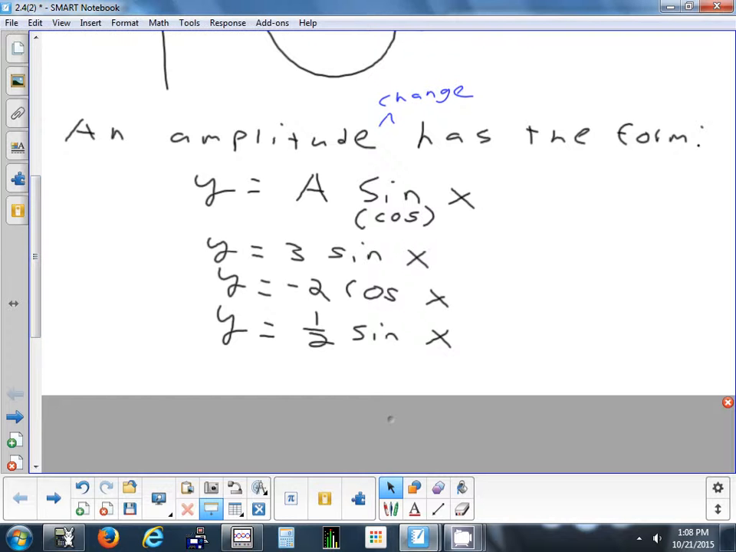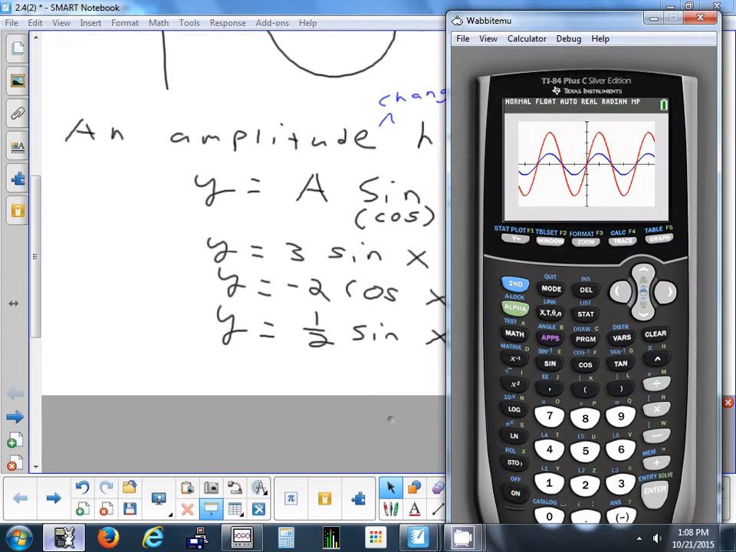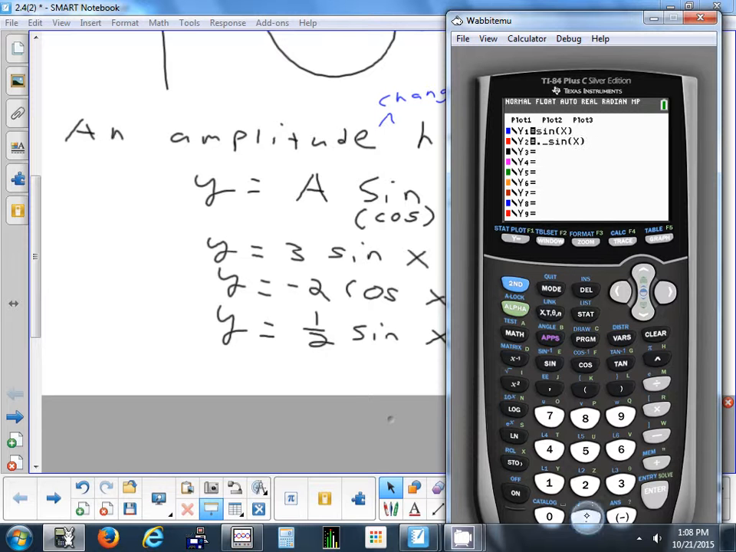If I tried 1/2, same idea, except instead of taking that graph and having it stretch, it's going to compress. So if I put in 1/2. There's the original, and there's the new one. Now it's half as high. Any question on what an amplitude change does?